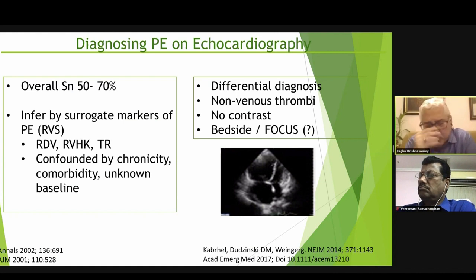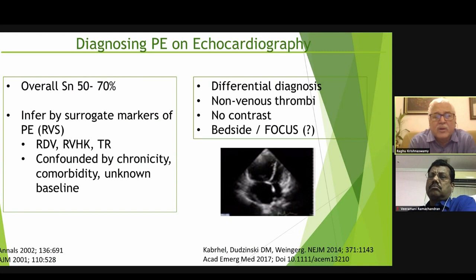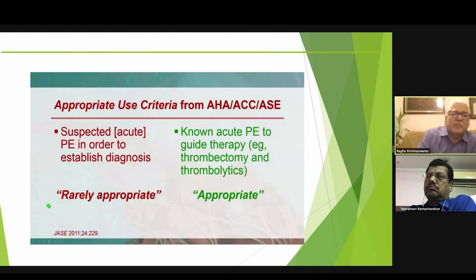And what we often do is draw an inference that it could be pulmonary embolism by surrogate markers of pulmonary embolism. That is either the right ventricular diastolic volume, or the right ventricular thrombus, or right ventricular hypokinesia. All these are unfortunately confounded by chronicity. I'll explain that in detail later. But of course, it is most useful for the differential diagnosis of any masses and can give you some idea about it.